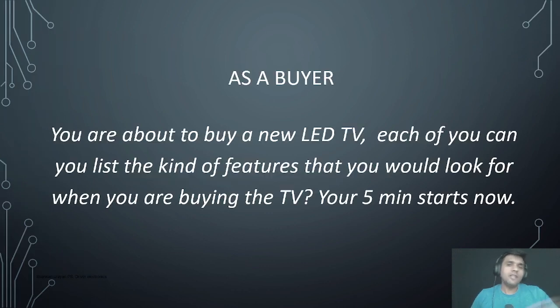Now, I just want to give an exercise. As a buyer, you are about to buy a new LED TV, and if you can sit down for about 30-35 seconds. I have written 5 minutes because in most of my trainings I used to give about 5 minutes, and I used to have an extensive discussion around this topic. But today, for the sake of being online, if you can make up a list of things that you would look for in a television in about 30-35 seconds, or even make a virtual list in your mind, at the end of 30-35 seconds I'll come back to you and you will understand why I am asking you to make this list.